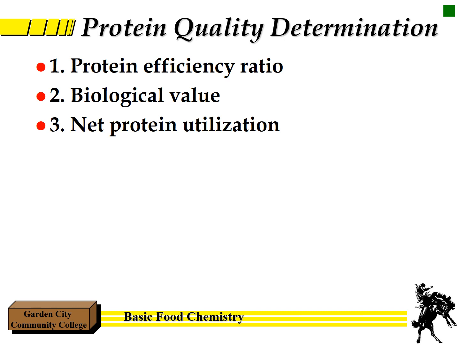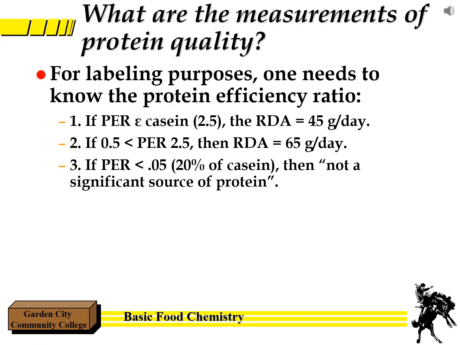So next, how do we determine what's a high quality protein versus a low quality protein? And so we can look at it 3 different ways. Number 1, what is the protein efficiency ratio? Number 2, what is the biological value? And number 3, what is the net protein utilization of that protein itself?